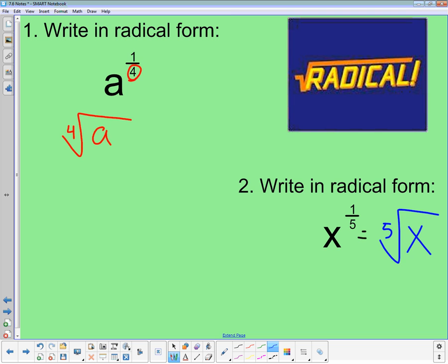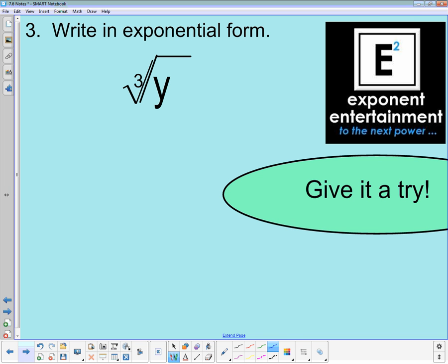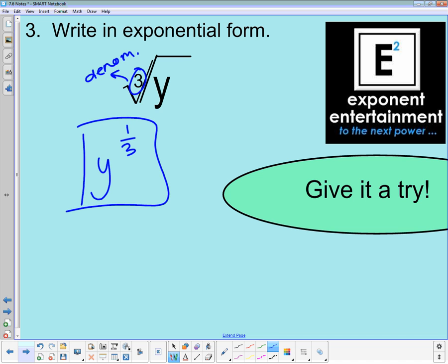Now if I go backwards and start with radical form, I'm looking at the third root of y. The third root of y, remember that this is the denominator. So that's the denominator of my exponent. That means I have y to the 1/3 power. Okay, so I can go in both directions. I can start in rational form and write it in radical form, and I can also start in radical form and go back to the rational exponent.